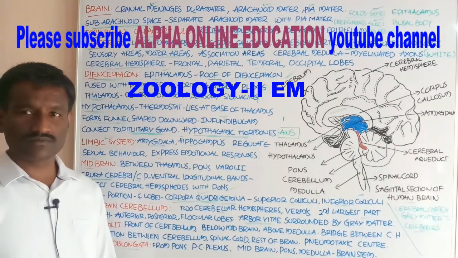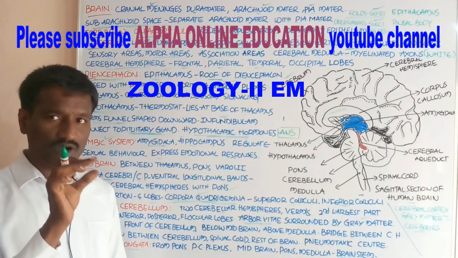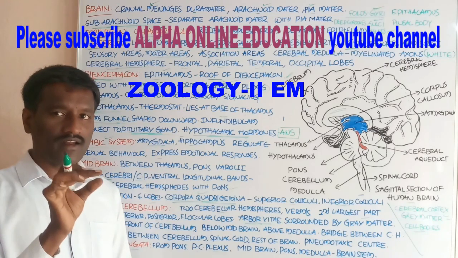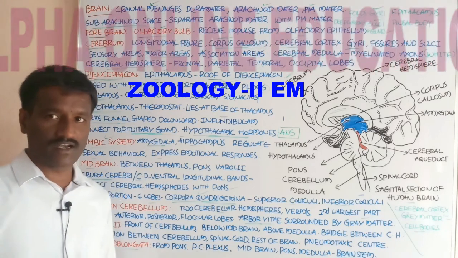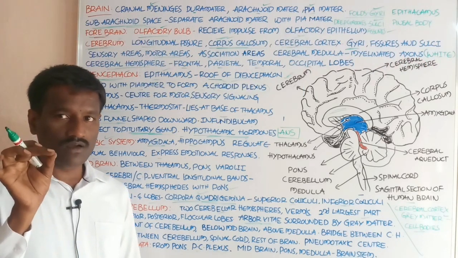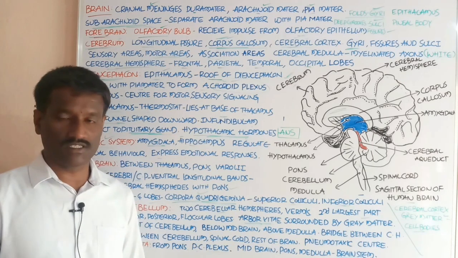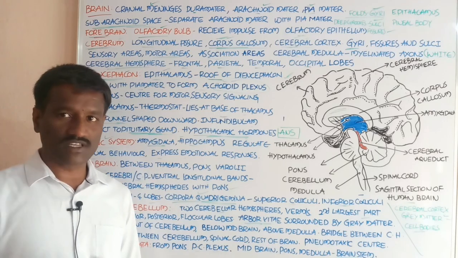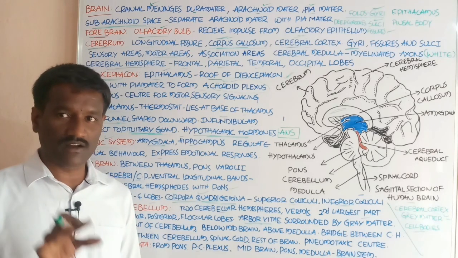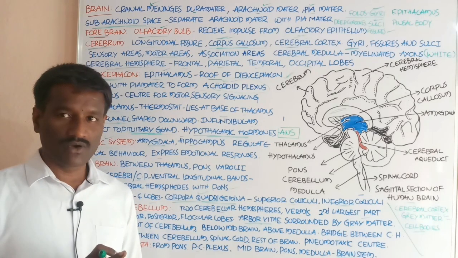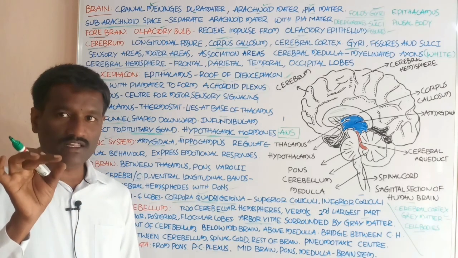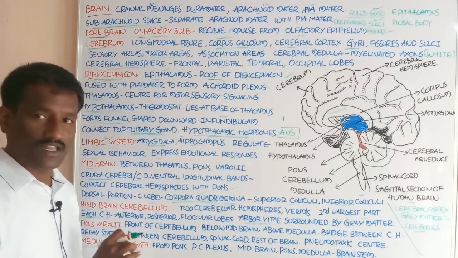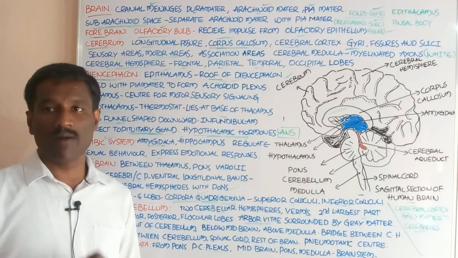Okay, student, the medulla oblongata contains different types of centers involved in body functions: the respiratory center, cardiovascular center, sneezing center, and vomiting center. These are the centers present in the region of the medulla oblongata.